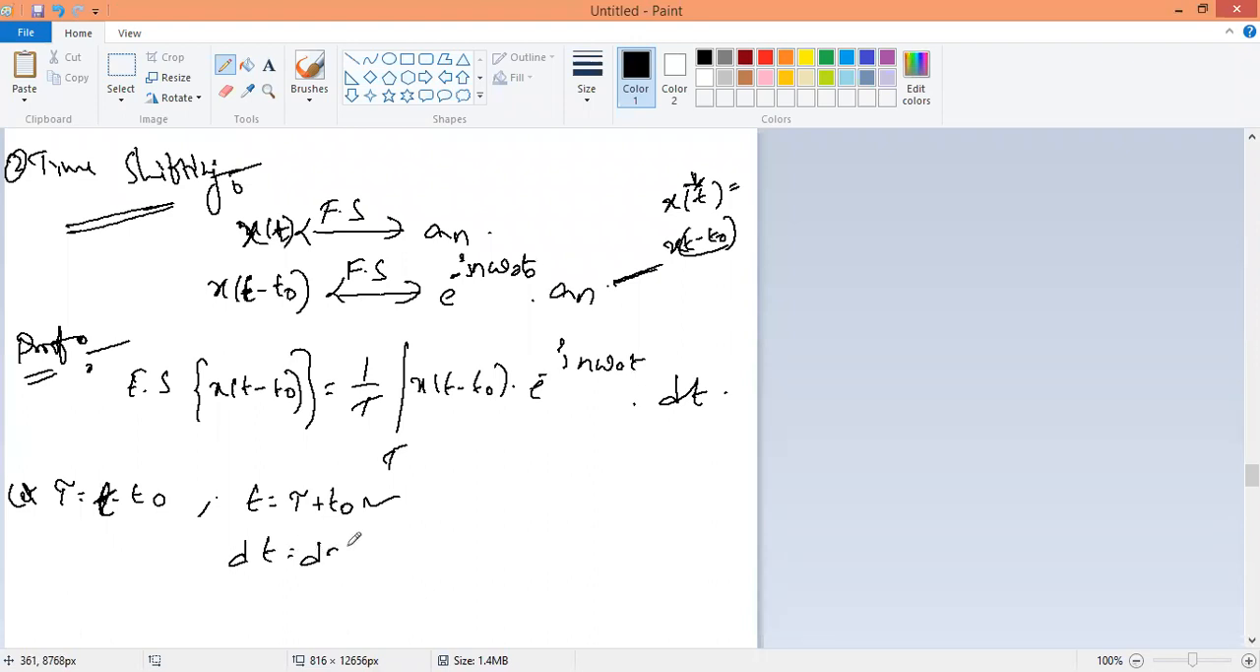Then dt equals d tau. Why? Because with respect to t, t naught is a constant. So first we took tau as t minus t naught. Next, from this we get t equals tau plus t naught. Next, differentiating both sides, we get dt as d tau, because t naught is a constant and the differentiation of a constant is 0. So dt equals d tau. Next, substitute these three values into the above equation.